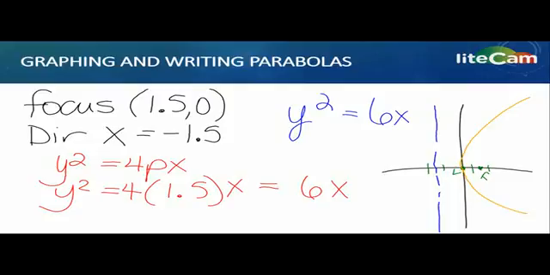Now, I knew that it was facing right, and if it was facing right, then I knew that that was a positive number. That's why I know that this one's going to be positive. So this and this match. And there's my answer.